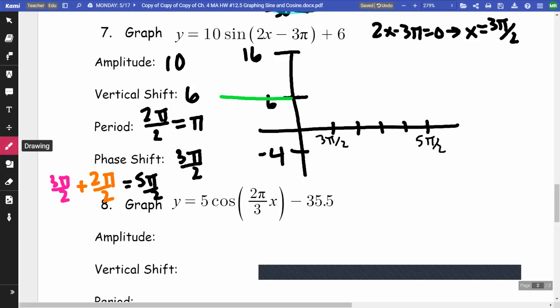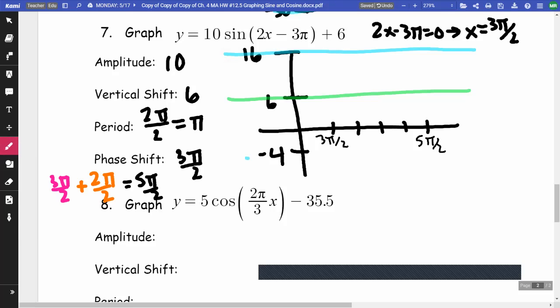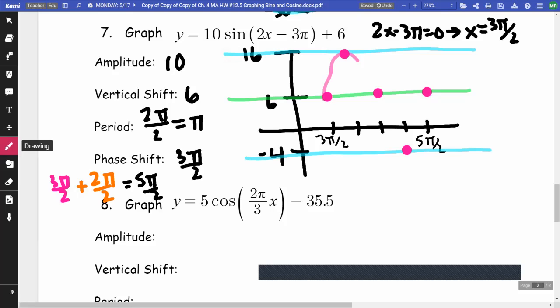And so here's my vertical shift. Oops, I was going to make it a little more transparent. Here's my vertical shift. My high, my low, and then it is a sine. So my sine starts and stops at my zeros. So I'm going to start, stop here, halfway in between. And then since it's positive, halfway is going to be up, and then the other one's going to be down. And here's my graph.